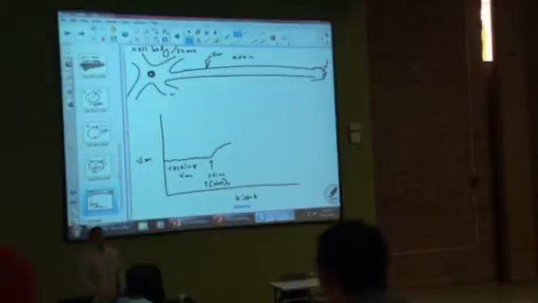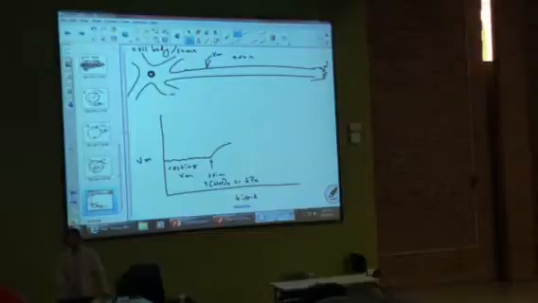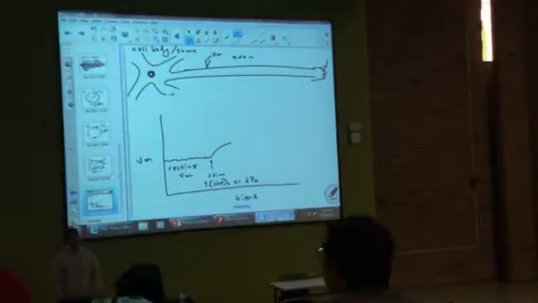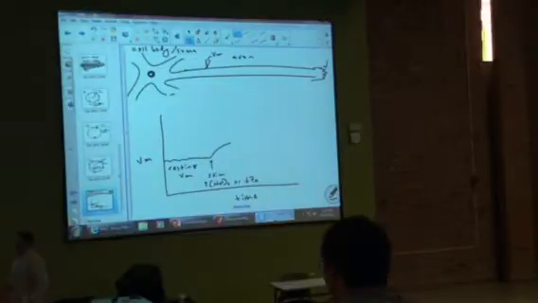Absolutely. Could we have decreased the permeability of potassium? Would that cause a depolarization? I'm not saying it's right, I just wrote it down. You tell me. Decrease the permeability of potassium. Will that cause a depolarization? Yes. Okay? That's two ways you can cause a cell to be stimulated.